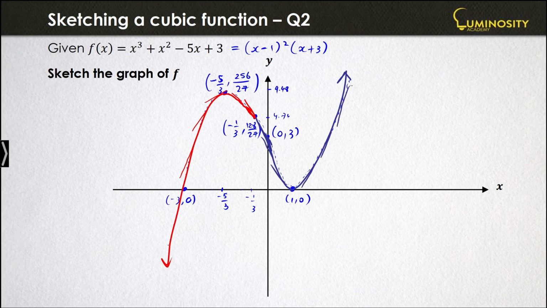Okay, and that is the full accurate sketch of this cubic function, given the turning points, stationary points, the x-intercepts, the y-intercept, a point of inflection if there was, and where it was concave up or concave down. All right, so that's how we would do this type of question. I'll see you in the next one.